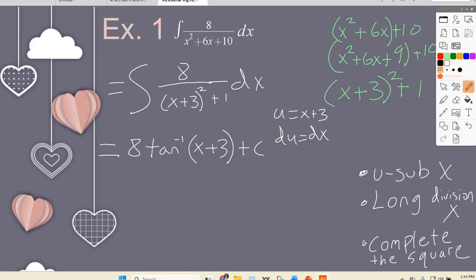What questions do we have there? So really, it's not super hard as long as we can remember our steps. Usually the hardest part when we have rationals like this, like a fraction, is just picking which technique we want to use, and then remembering the steps for whatever we choose.